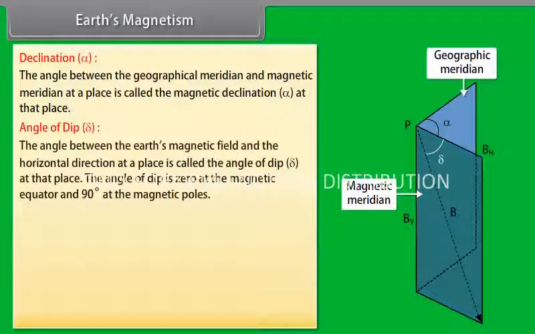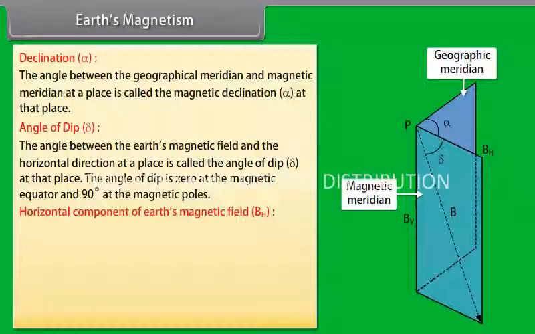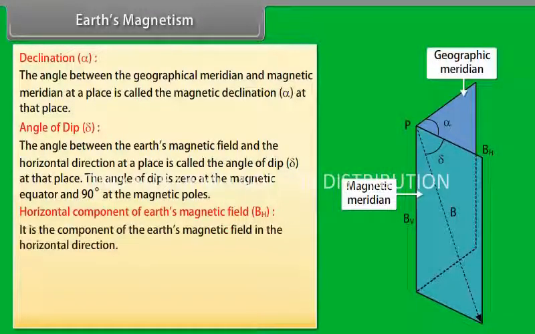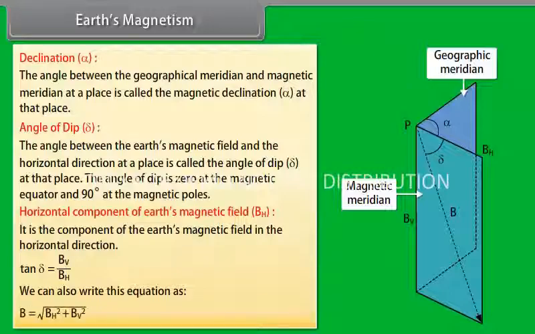The angle between the Earth's magnetic field and the horizontal direction at a place is called the angle of dip at that place. The angle of dip is 0 at the magnetic equator and 90 degree at the magnetic poles. Horizontal component of Earth's magnetic field, BH. It is the component of the Earth's magnetic field in the horizontal direction. Tan delta is equal to BV divided by BH. We can also write this equation as B is equal to the square root of BH squared plus BV squared.